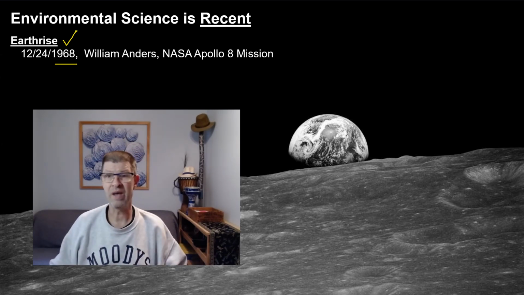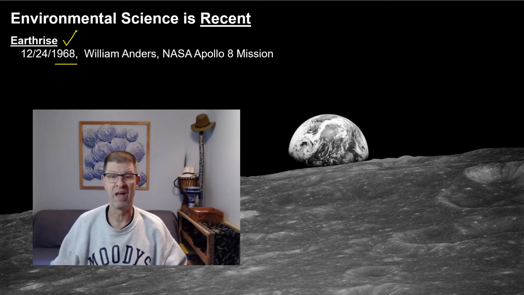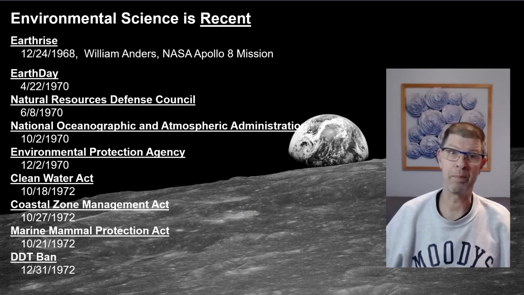Okay, so it changed the human concept about the Earth and the environment around the Earth, and things happened really quickly after that. Here are some things that happened. 1968 was Earthrise. 1970 was the first Earth Day. And also in 1970, the Natural Resources Defense Council was developed. In 1970, the National Oceanographic and Atmospheric Administration, NOAA, was created. The Environmental Protection Agency was created. The Clean Water Act was drafted in 1972. The Coastal Zone Management Act, the Marine Mammal Protection Act.